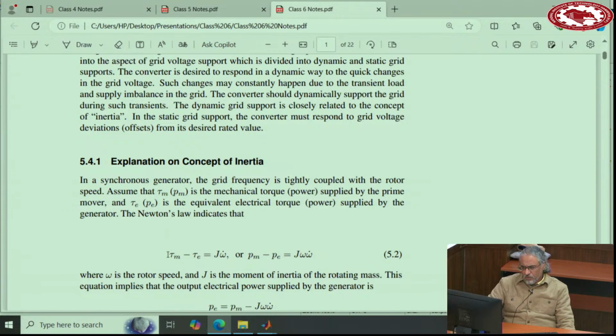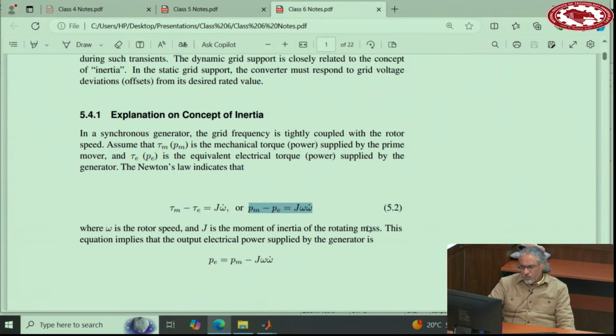Now, in a synchronous machine, the mechanical torque that you apply to the machine minus the equivalent electrical torque is the net torque that really accelerates the machine. So this is Newton's law. Or if you want to show it in terms of powers, you can show it in terms of powers, no problem. So what does this mean?